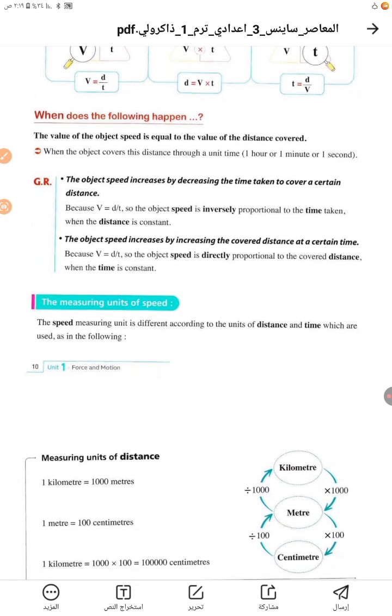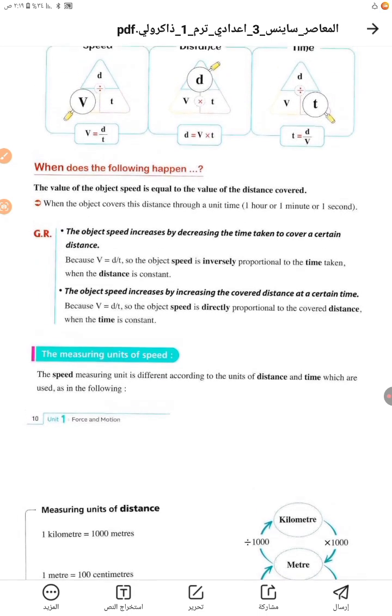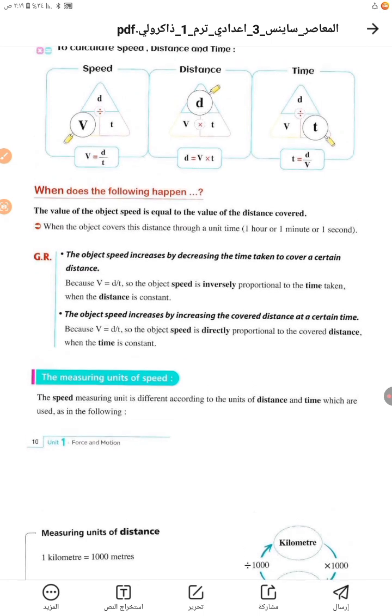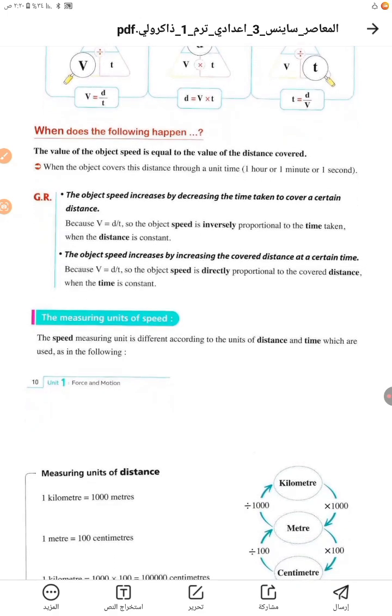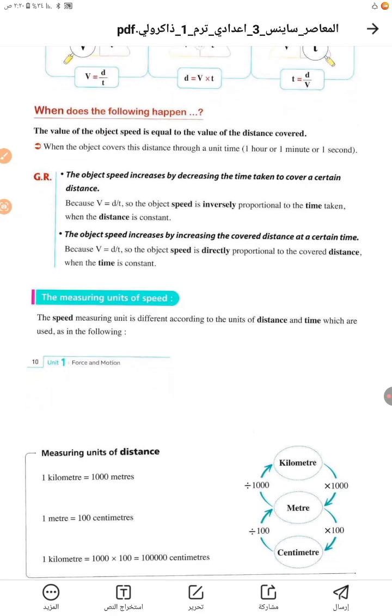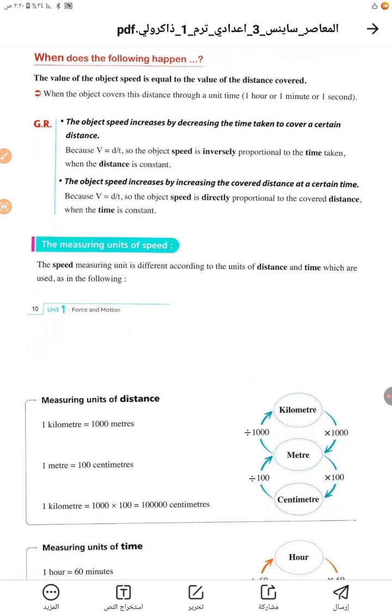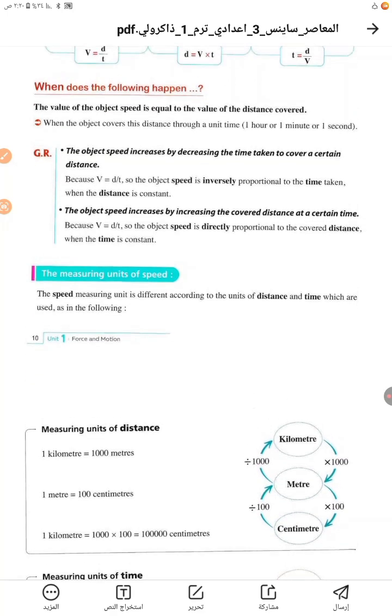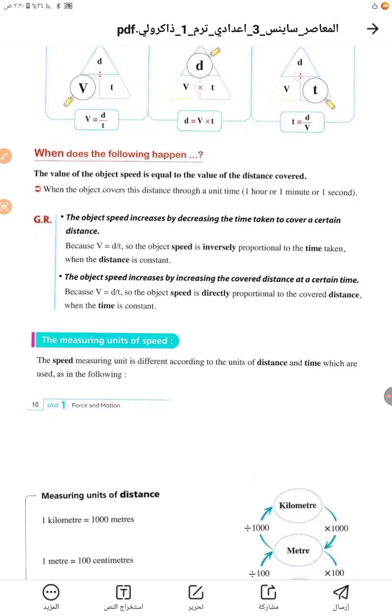في سؤال بيقول when does the following happen؟ ماذا يحدث هذا أو متى يحدث هذا؟ الآتي: the value of the object speed is equal to the value of the distance covered. متى قيمة سرعة بتساوي قيمة المسافة when the object covers this distance through a unit time 1 hour or 1 minute or 1 second.